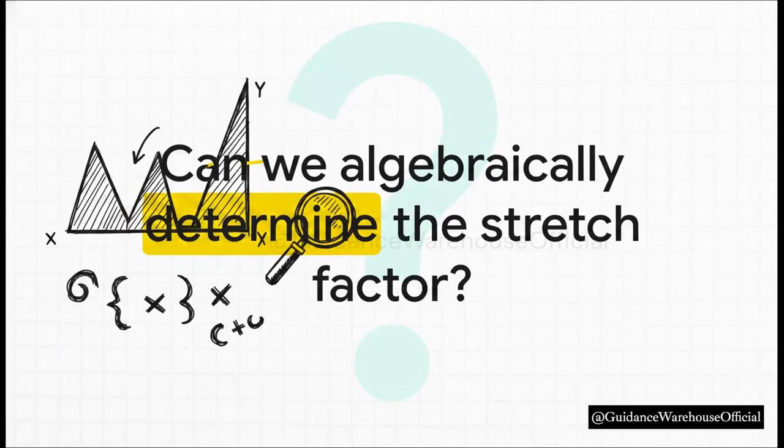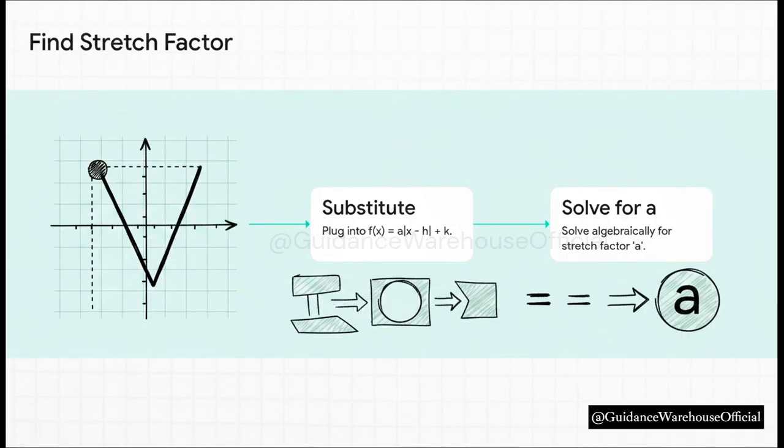Now you might be wondering, wait, what if the graph's vertical stretch isn't super obvious? Like, what if that V-shape is really steep and we can't easily tell if the multiplier in front is a 2, a 3, or some weird fraction? Well, we can completely bypass the visual guessing game. You just solve for the stretch factor algebraically.